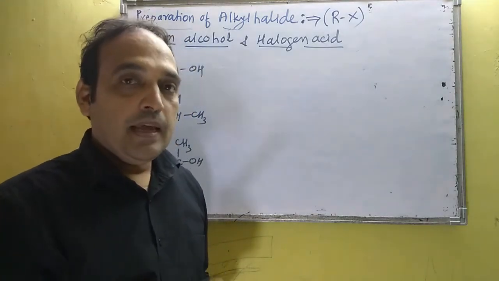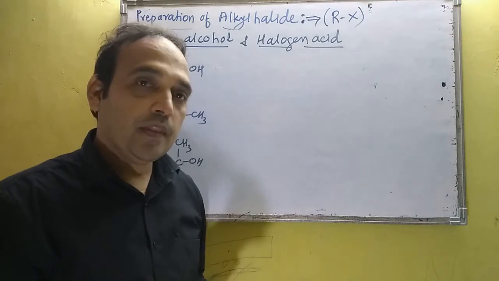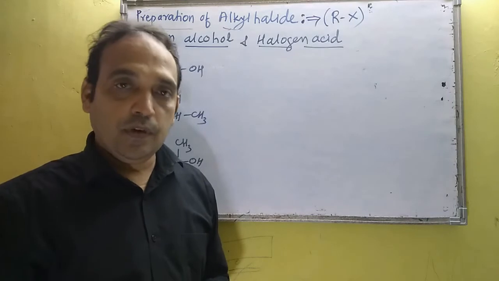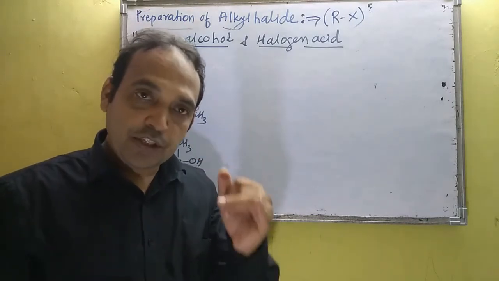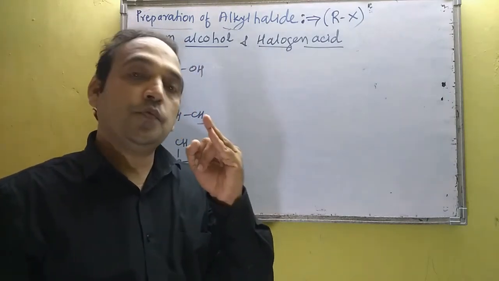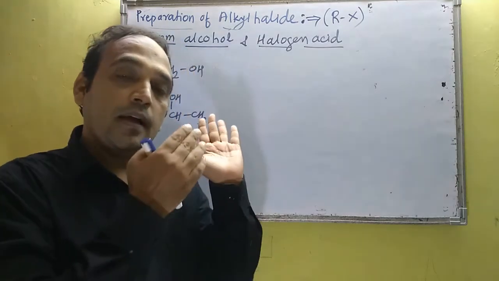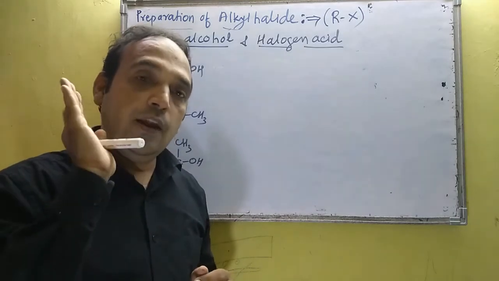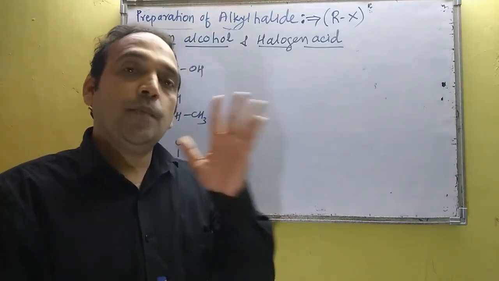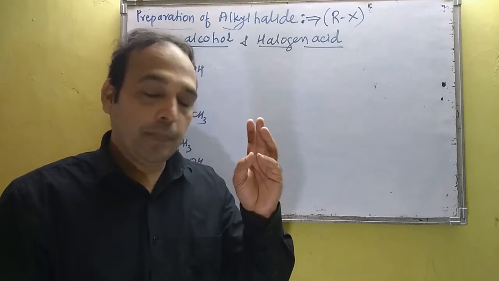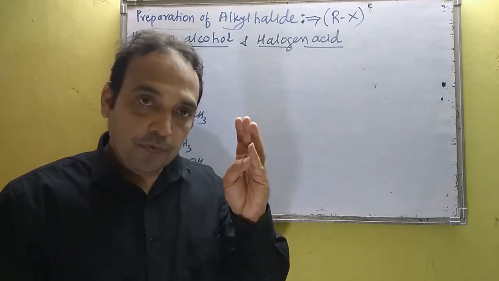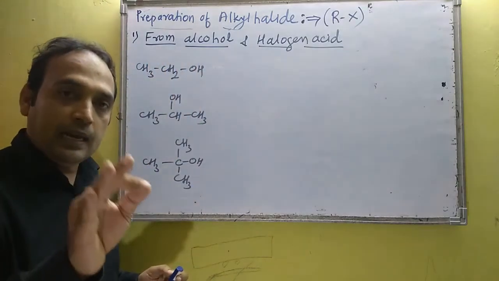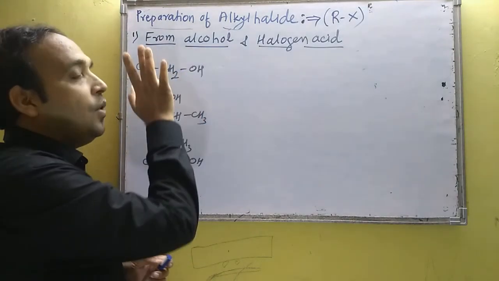Now, student, in my previous video, we covered half of the preparation methods of alkyl halide: from halogen exchange method, and the second one from hydrocarbon, that is hydrohalogenation, addition of halogen acid across carbon-carbon double bond according to Markovnikov rule, anti-Markovnikov rule and Kharash effect. Now the last preparation method of alkyl halide, that is from alcohol.